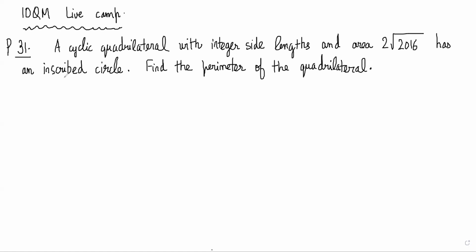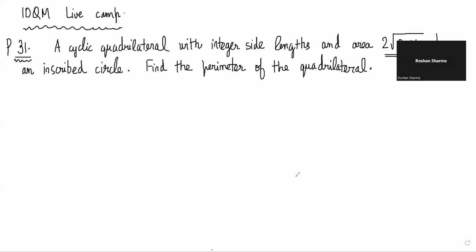Okay. Yesterday I gave one problem as homework, problem 31. This problem talks about a cyclic quadrilateral with integer side lengths and a given area of 2 times square root of 2016, which has an inscribed circle. You have to find the perimeter of the quadrilateral. Has anybody tried it? Yes, sir. I got 40 as my answer.